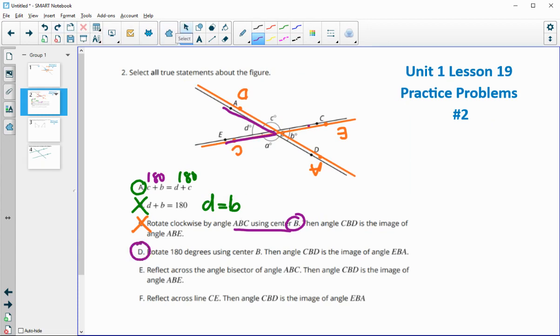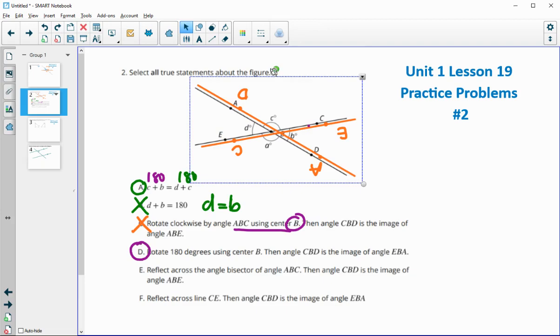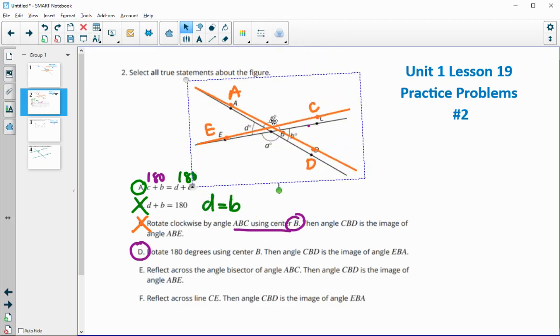Now it says to reflect over the angle bisector of angle ABC. So let me get this put back.